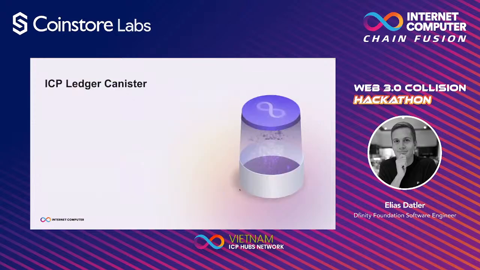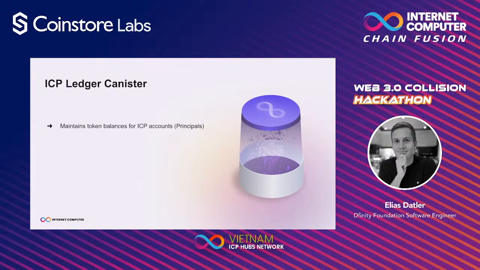Now that we know how canisters work and what they're capable of, I want to show you two concrete examples of some canisters that exist on the ICP blockchain. So first of all, we have the ICP ledger canister. And that's a special canister that maintains the token balances of ICP accounts. And we call those accounts principals on the internet computer.